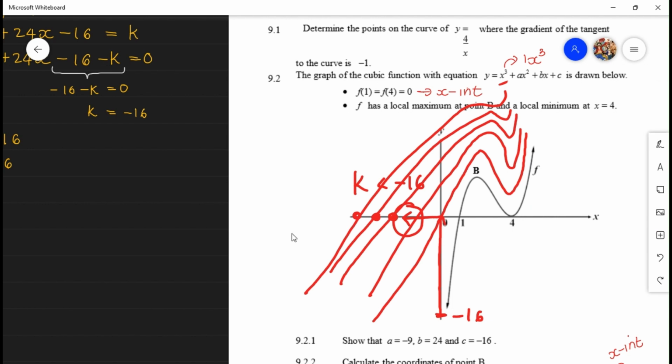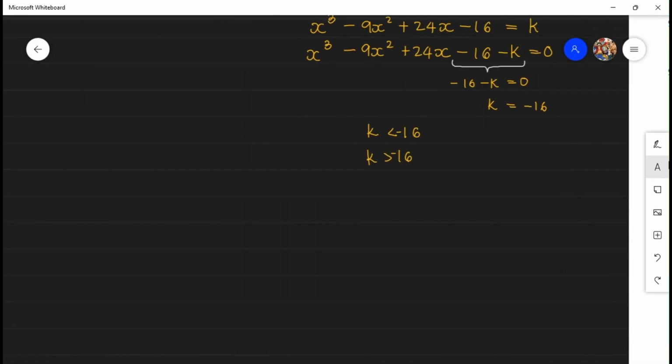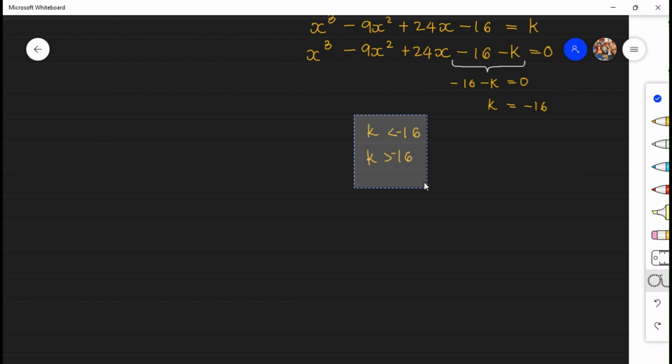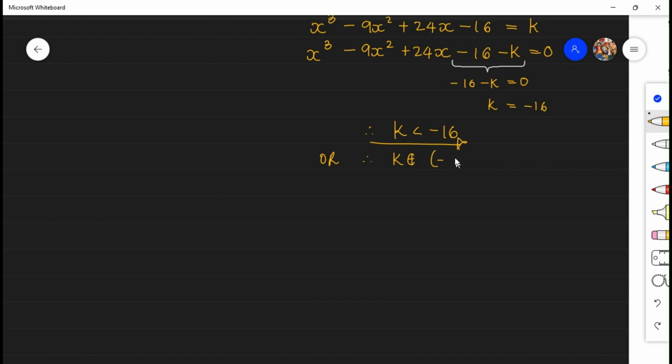So let us write down our answer. Our answer of k is going to be k less than negative 16. Alternatively, you can write it as k, an element from negative infinity to negative 16.